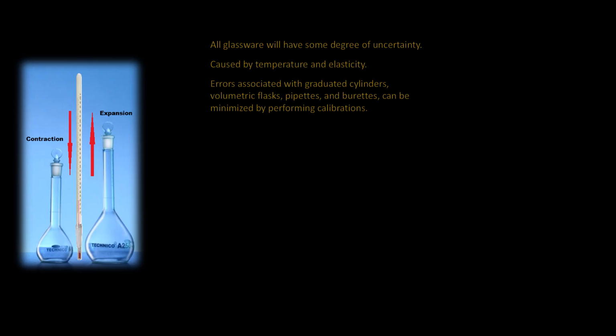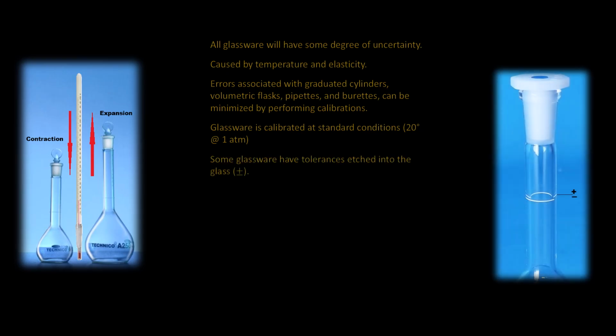In the factory, the glassware is calibrated at standard conditions. The test chambers are environmentally controlled for a temperature of 20 degrees centigrade at 1 atm. Now 1 atm is equal to 14.6959 psi, or a standard atmospheric pressure of 0.999996681 atm, to be more precise. Well, 1 atm is close enough. Some, if not most, will have their tolerances etched into the glass. The slightest variation from any of the conditions produces a systematic error.